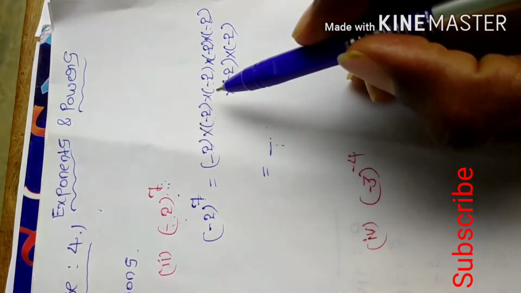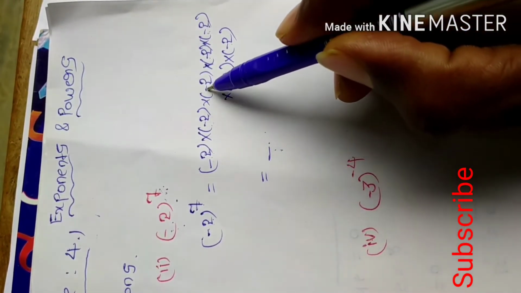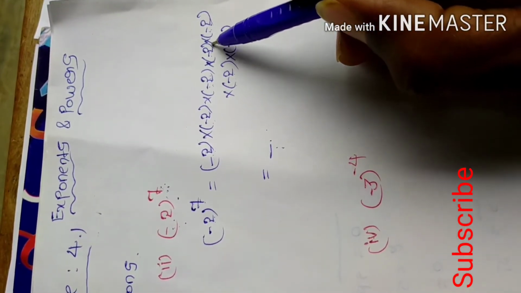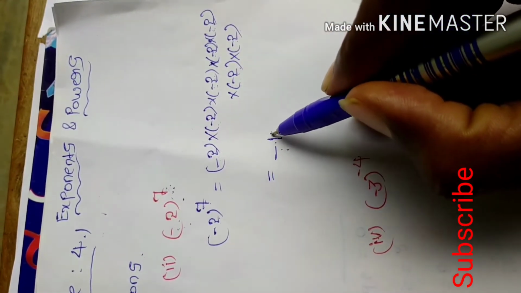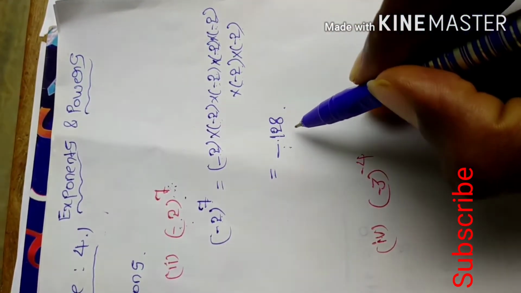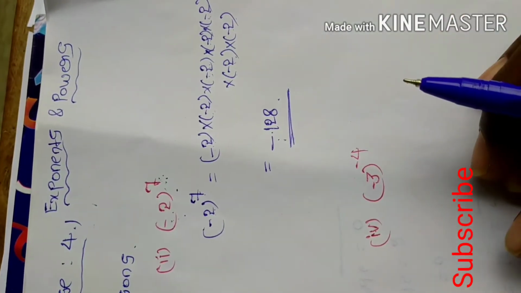Now you can do the calculation. 2 twos are 4, 4 twos are 8, 8 twos are 16, 16 twos are 32, 32 twos are 64, 64 twos are 128. What will be your answer? Minus 128 is your answer.